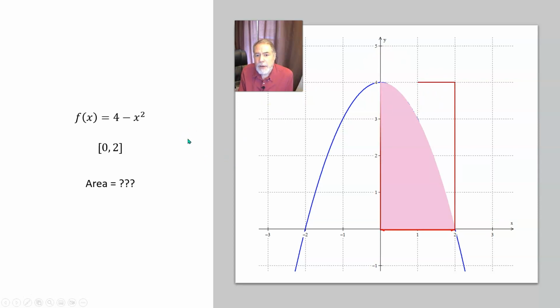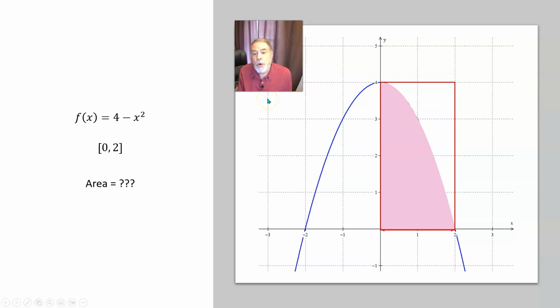So what is that area? Well, one thing I can say for sure is that it is less than 8, because that region fits entirely inside this rectangle that's 2 units wide and 4 units tall. So that entire rectangle would have an area of 8 square units, and the part that's shaded in pink is only part of that, so it's less than 8.